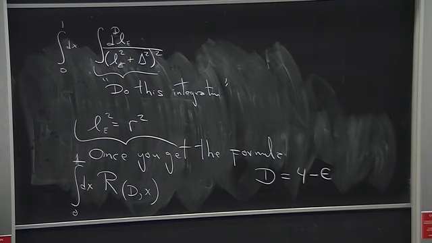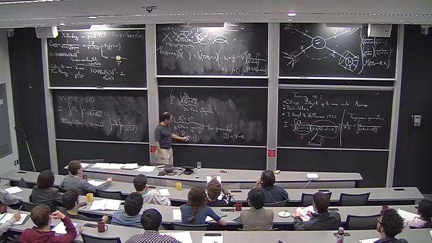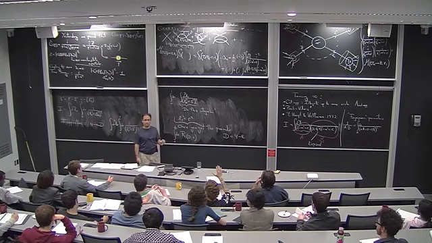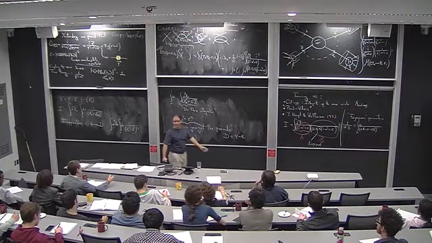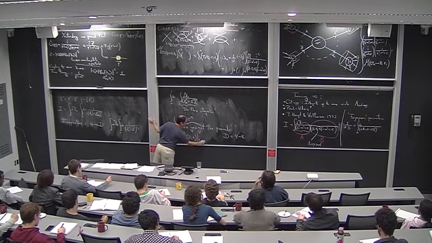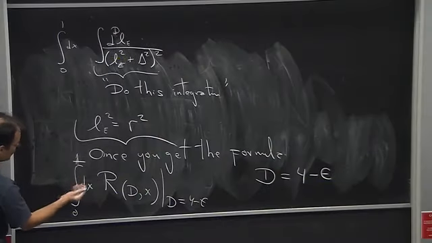Okay? What's the need for having a 4 minus epsilon? Oh, because now our formula depends on d. Will it still diverge if you just put 4 in there? Yes, sadly, yes. So if you just put d equals 4, you get infinity. So you say, well, let's not put 4, let's put 4 minus epsilon, and then expand in epsilon, okay? So you evaluate this in 4 minus epsilon, then you do a Laurent expansion, right?